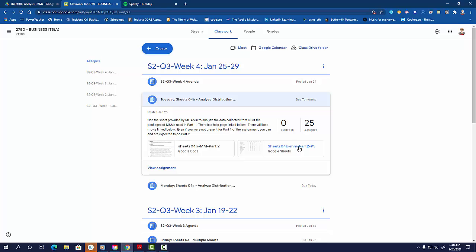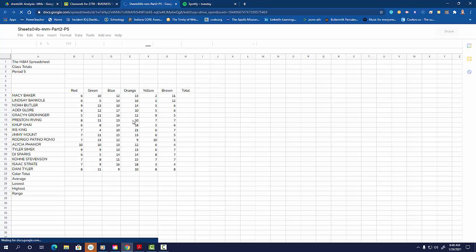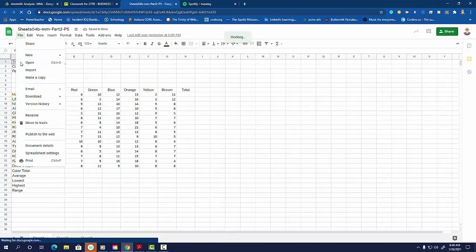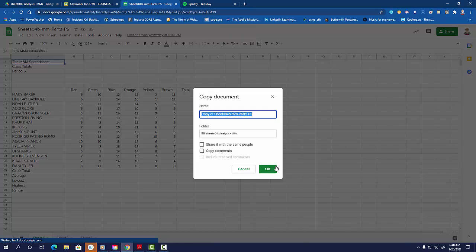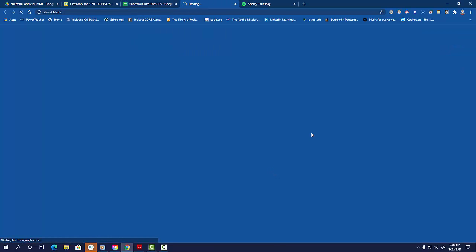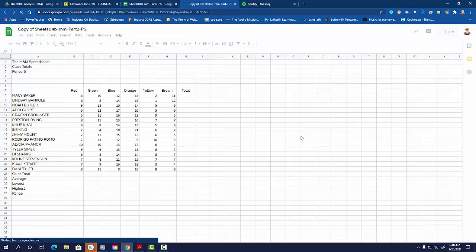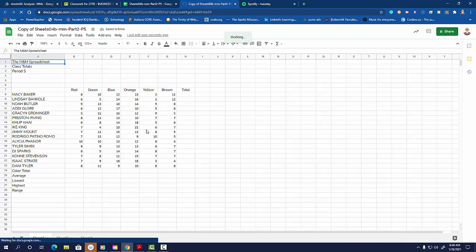The other thing you're going to need is a copy of the sheet that's right here. And I'm using period 5 to demonstrate. If you're in period 1, it's going to be slightly different, but if you just follow the idea, you'll be okay. Now, let's see if I can just click this and then go File, Make a Copy. That's what I'll do. I don't want to mess up the original, so I'm going to make a copy of it.